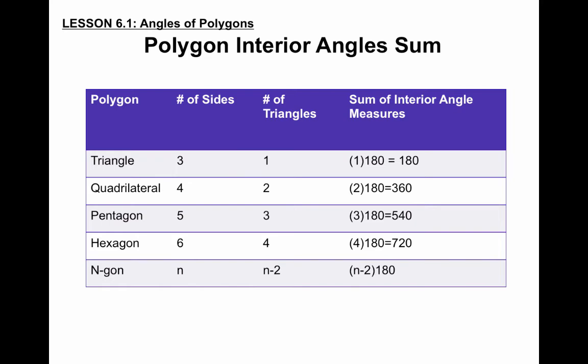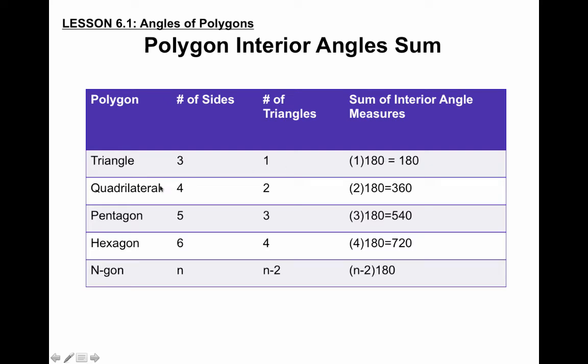I took that information from the pictures and made it into a table here. I've got what the polygon is, the number of sides it has, the number of triangles that were created by drawing diagonals, and then the total number of degrees. For the triangle, there are 3 sides. We had only one triangle inside the shape because there are no diagonals, and our total was 180 degrees.